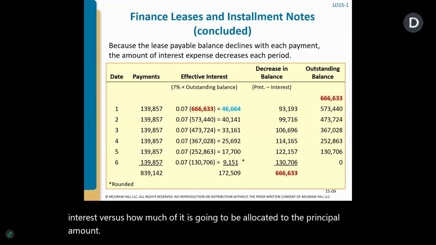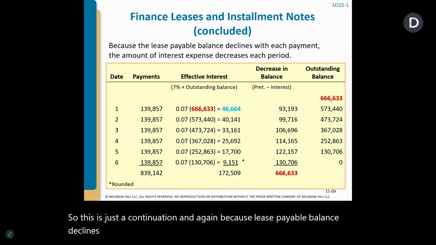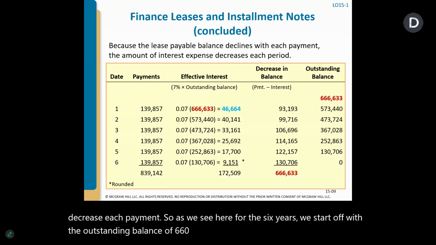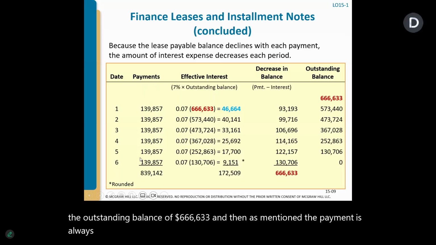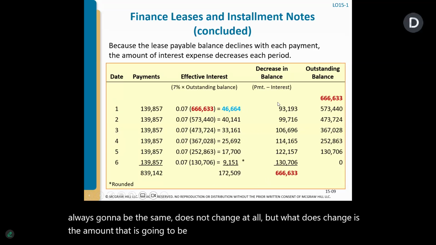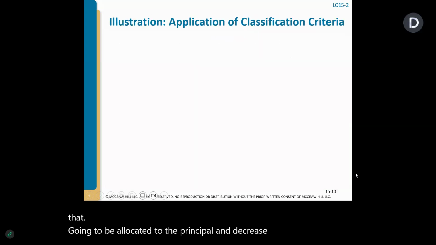So this is just a continuation. And again, because the lease payable balance declines with each payment, the amount of interest expense is also going to decrease each payment. So as we see here, for the 6 years, we start off with the outstanding balance of $666,633. And then as mentioned, the payment is always going to be the same, does not change at all. But what does change is the amount that is going to be allocated to interest versus the amount that is going to be allocated to the principal and decrease the balance.